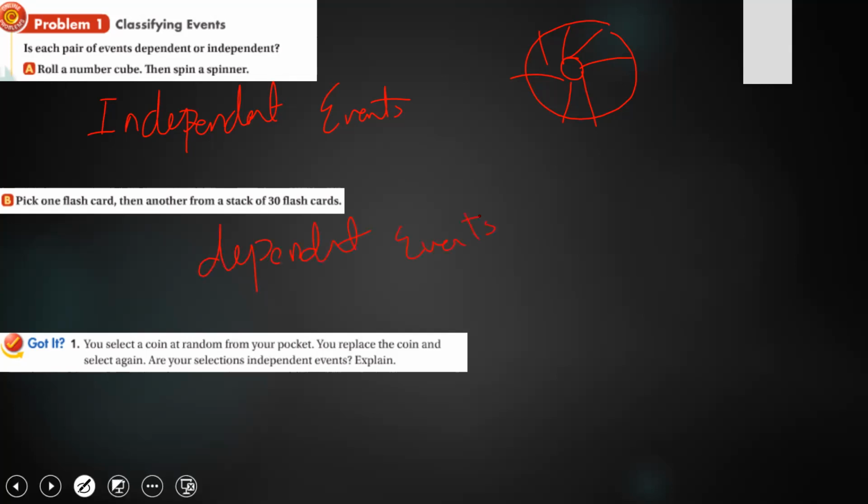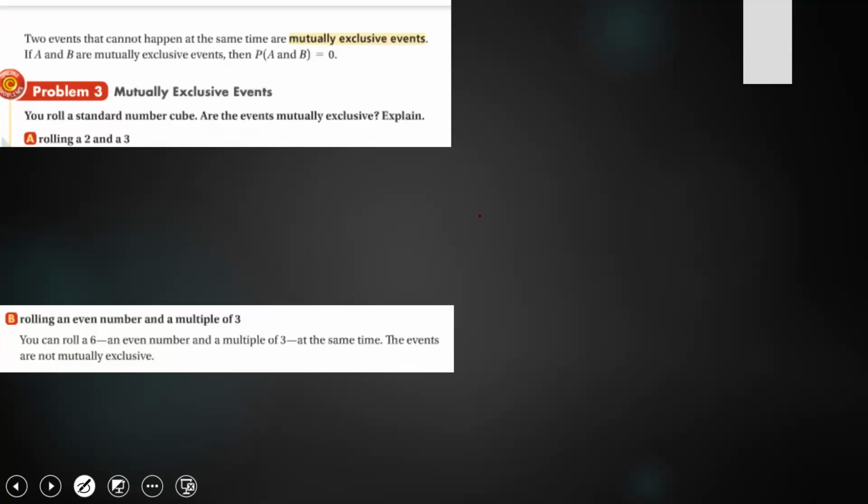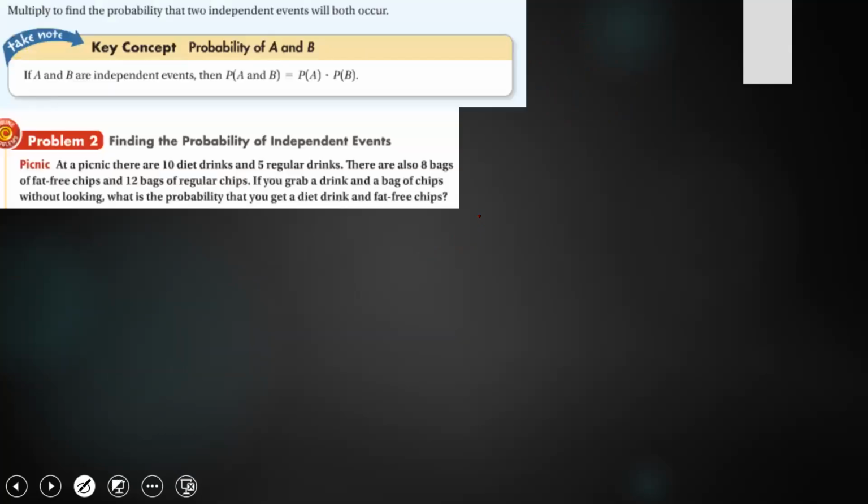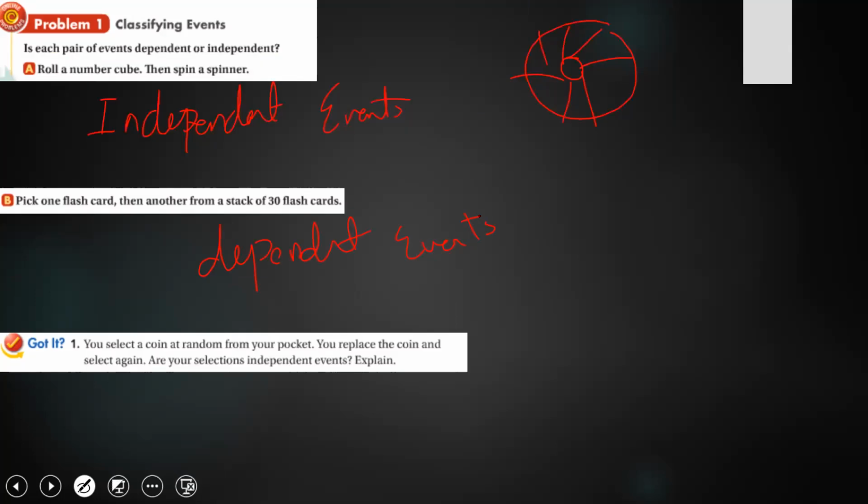Now, you select a coin at random from your pocket. Then you replace the coin and you select it again. Are your selections independent events? I think because they're replaced, it is independent.